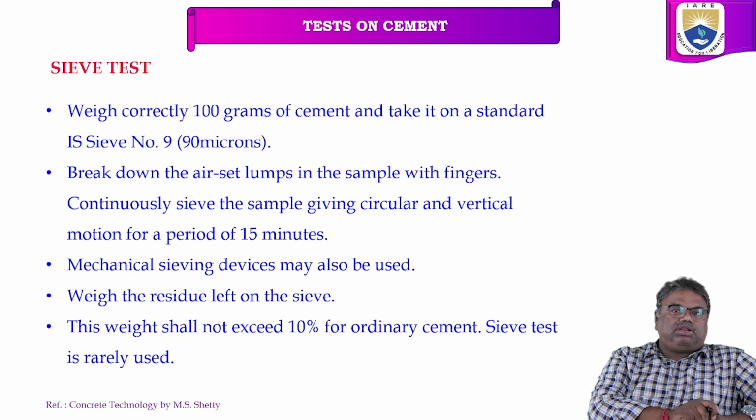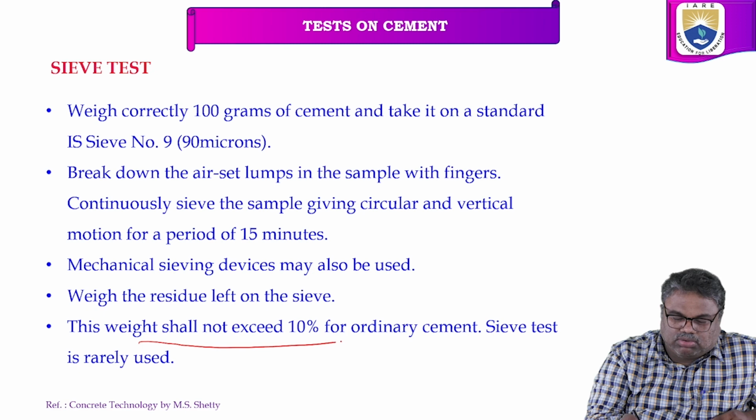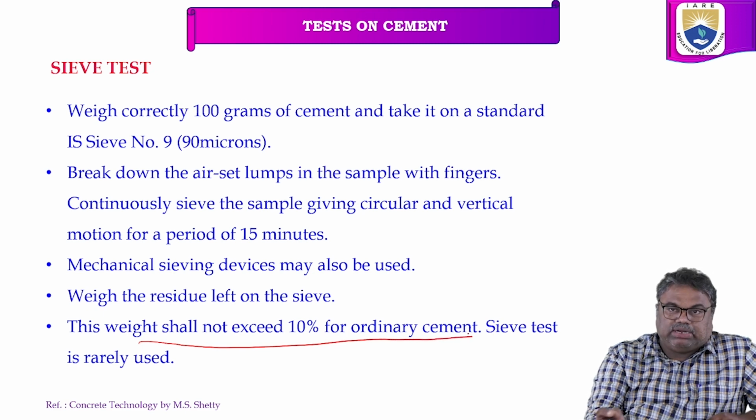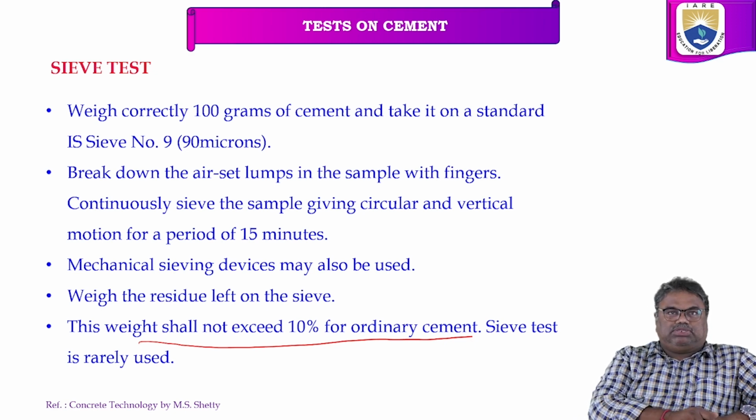Sieve tests are rarely used for cement tests, especially for fineness. So this weight should not exceed 10% of the ordinary cement. This is about the sieve test. By using sieving, we can find out the fineness of the cement.